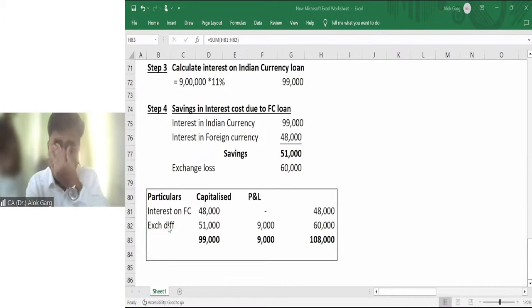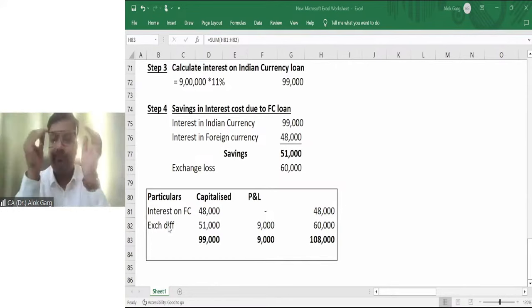Sir, will you share this Excel file? Yes, I will share this Excel file today itself with the ICAI.